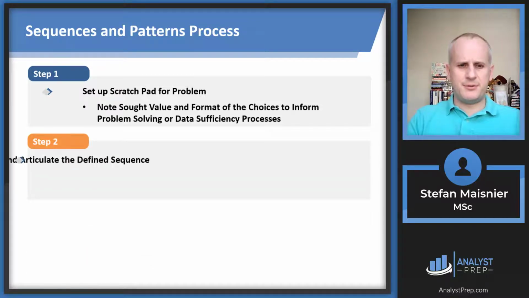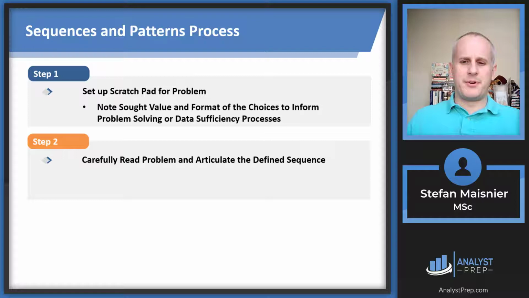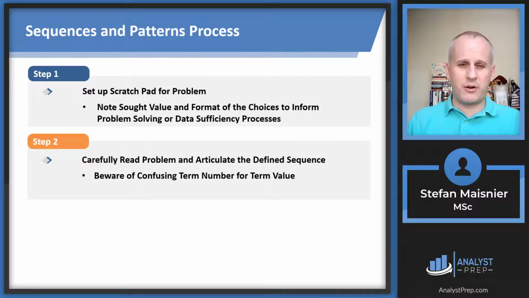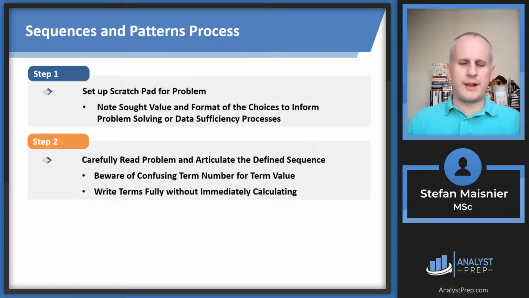Then, step two, we need to carefully read the problem and articulate the defined sequence. We have to actually say what it is. Beware of confusing the term number for the term value. This is one of the basic mistakes that a lot of people make. Make sure that you understand how functionally the sequences are written, and write the terms fully without immediately calculating, so you can recognize things like the pattern we just saw in the example.